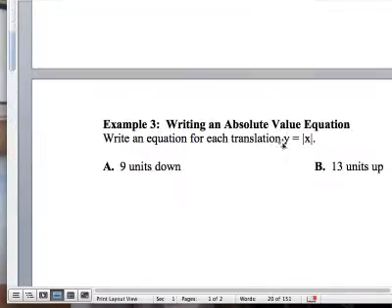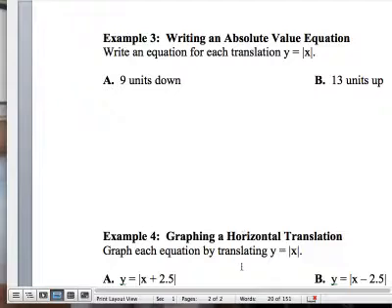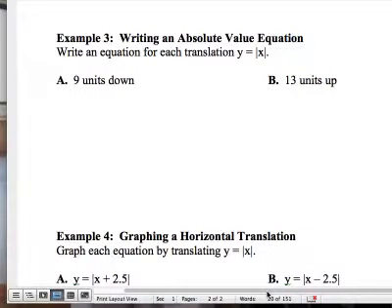Okay, we're going to write an equation for these different shifts. On example 3, we have a shift of 9 units down. So we're going to write the equation. Y equals the absolute value of X and then minus 9. Yes, this right here says 9 units down.